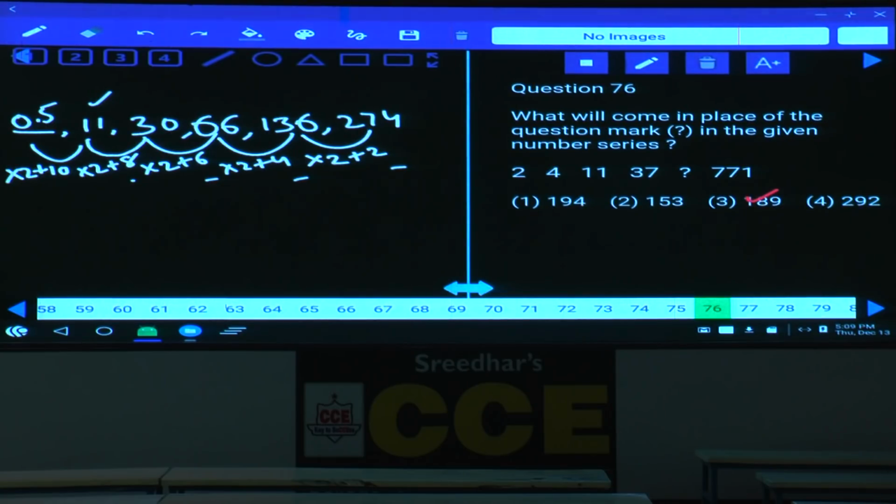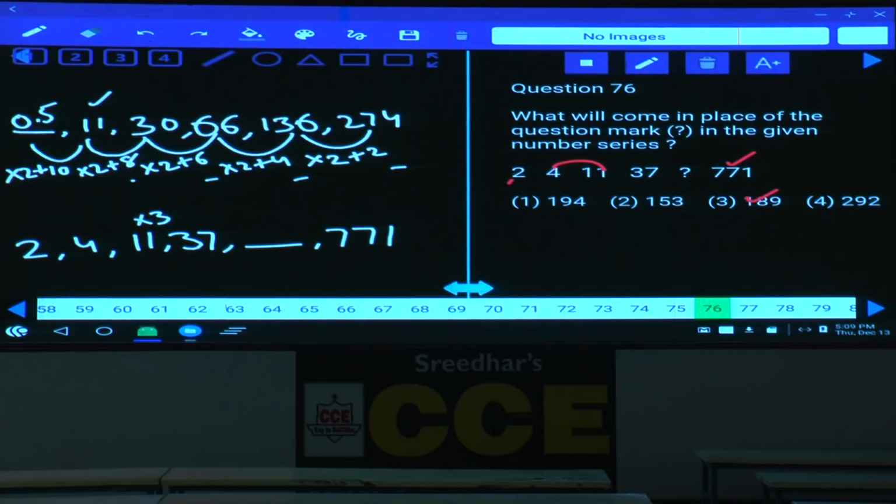Then question number 76. Now 2, 4, 11, 37 and blank, 771. Now if you observe here, the number started at 2 and increased to 700. As the numbers are increasing at a very fast rate, it must be under product or combination. Now 4 and 11 cannot be related in the product, hence it must be under combination. Then tell me what is the logic in the combination.